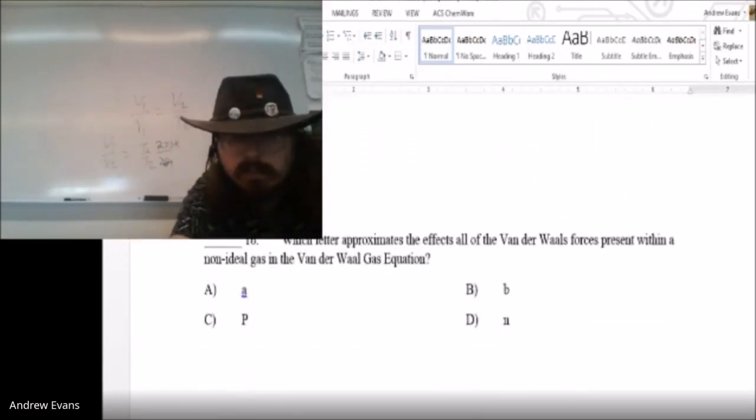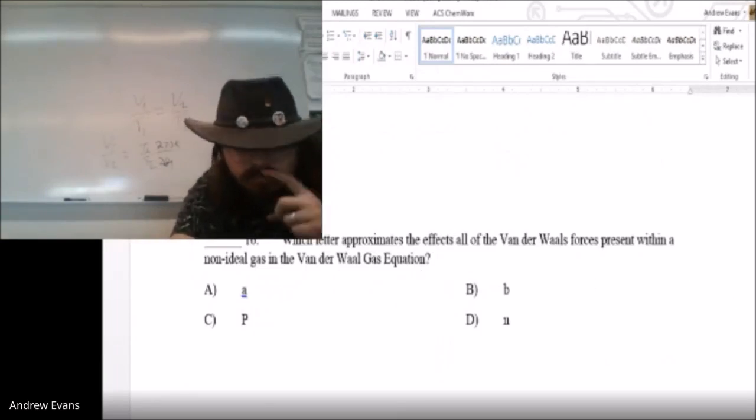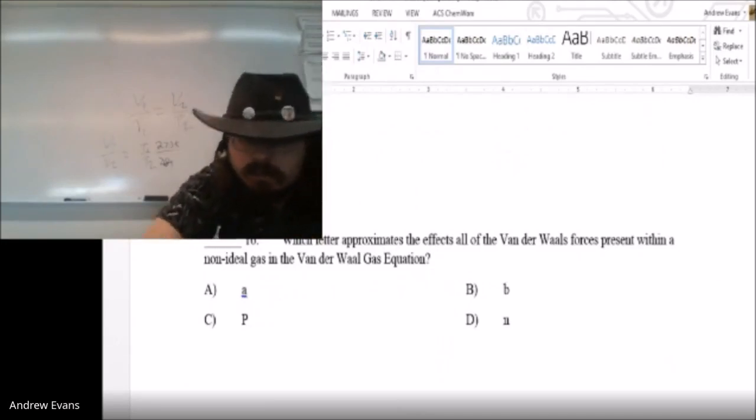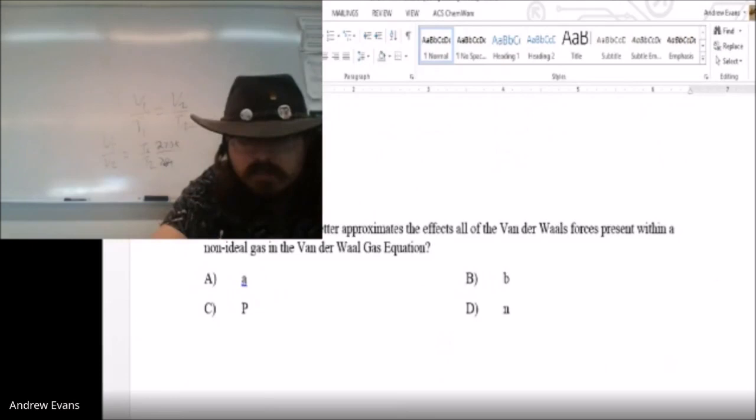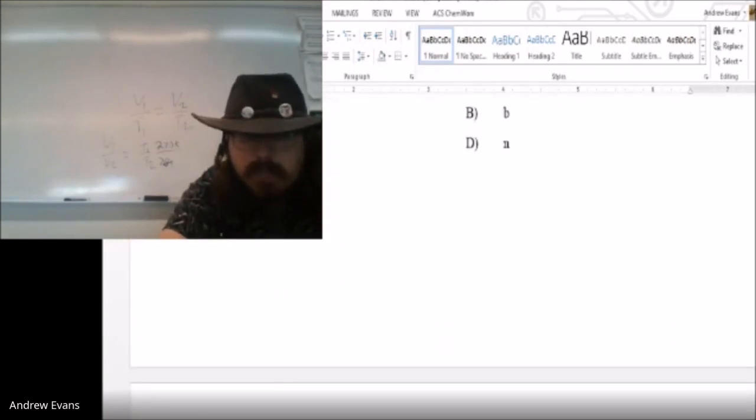Okay, 16. Which letter approximates the effect of all the van der Waals forces present within a non-ideal gas within the van der Waals gas equation? So you need to know the equation: pressure plus a n squared over V times volume minus nb equals nRT. Well, a is the attractive or repulsive effects. b is the atomic size. So those are the 2 constants. n is moles and P is pressure. So the correct answer is A.